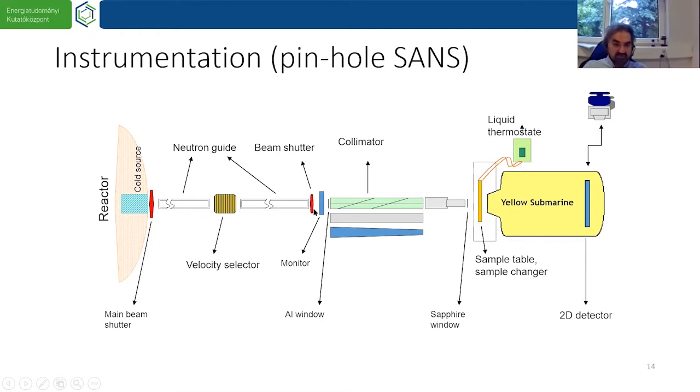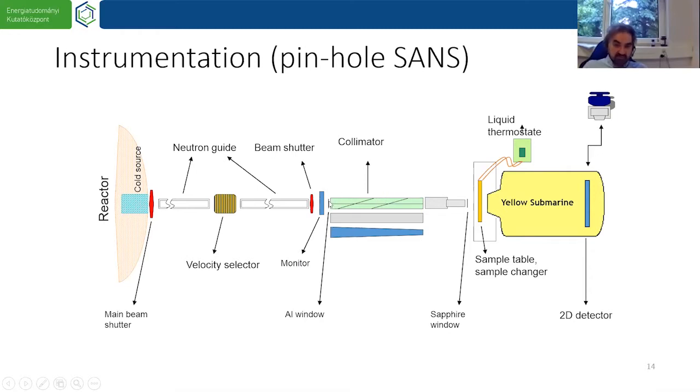Now these red things are very important because they are like saving the life, or closing the beam where we don't need the beam. Then we have a monitor, which is again a detector, so it monitors the intensity of the beam. In case the reactor power fluctuates, this monitor follows these fluctuations and allows us to normalize for the incoming flux.